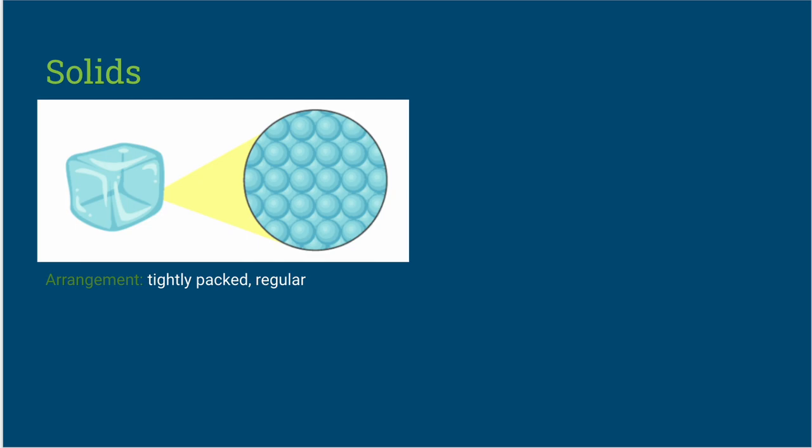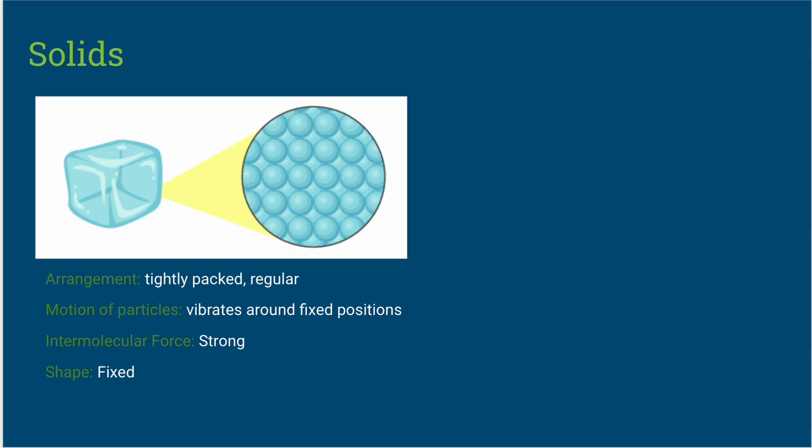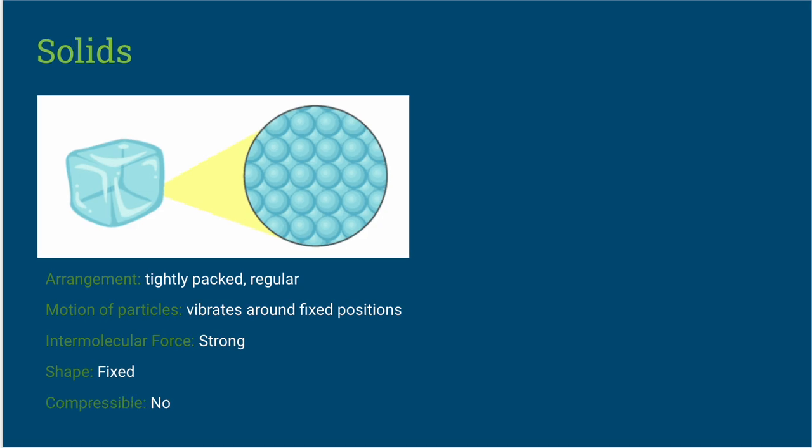So solids, the arrangement of solids is that they are tightly packed in a regular repeating pattern. The motion of the particles is that they vibrate around fixed positions, and in general they don't really move a lot. The intermolecular forces that hold a solid together are very strong, and their shape is generally fixed. So say if you were to put a solid in a container, it would not change its shape to fit the container. And they are not compressible.